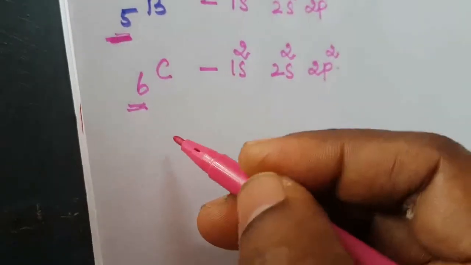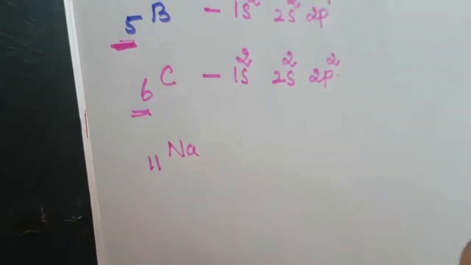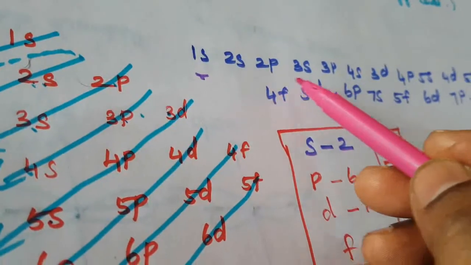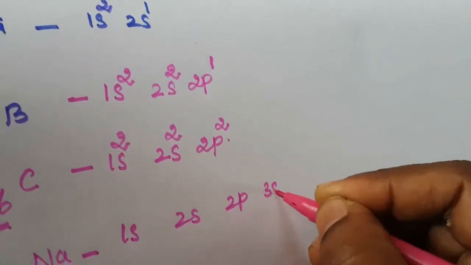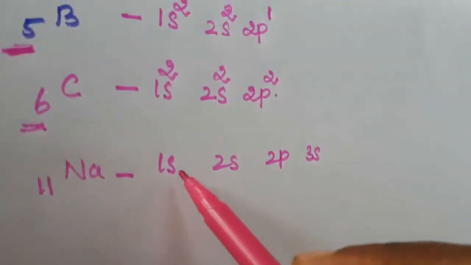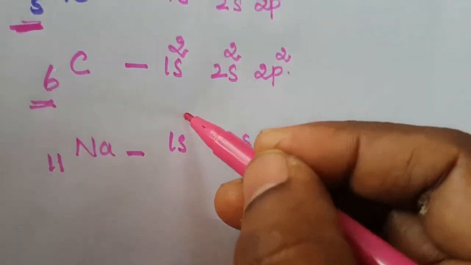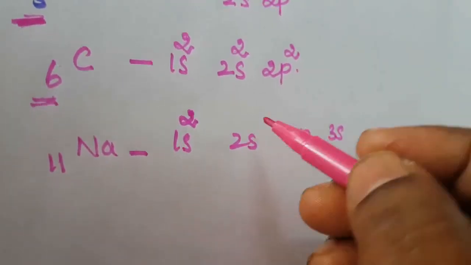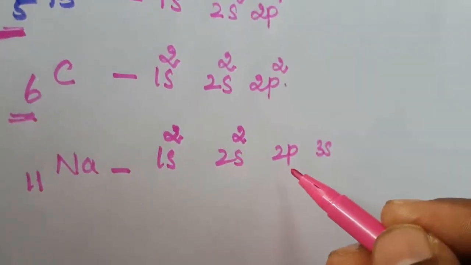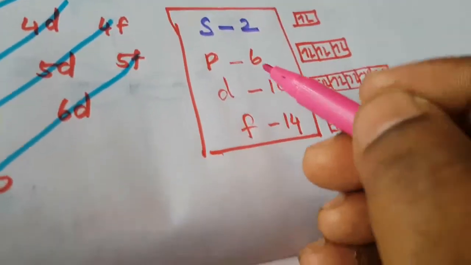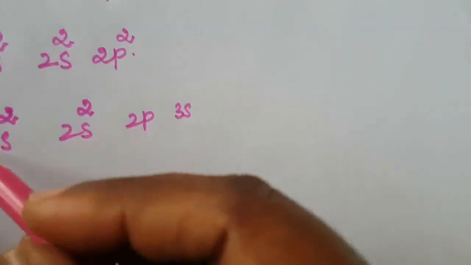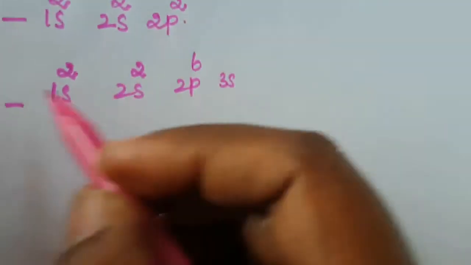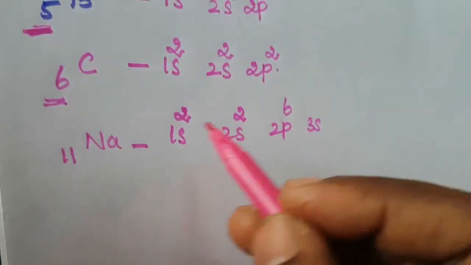Next one is sodium, 11. How to write? What is the order? 1s, 2s, 2p, 3s. First is the s orbital, how many electrons accommodated? That is 2. The 2s orbital accommodates how many electrons? Again 2. The 2p orbital, the p orbital maximum how many electrons? Now only the p orbital is coming, so maximum 6 electrons. Totally how many electrons are over? Now 10 electrons are over.